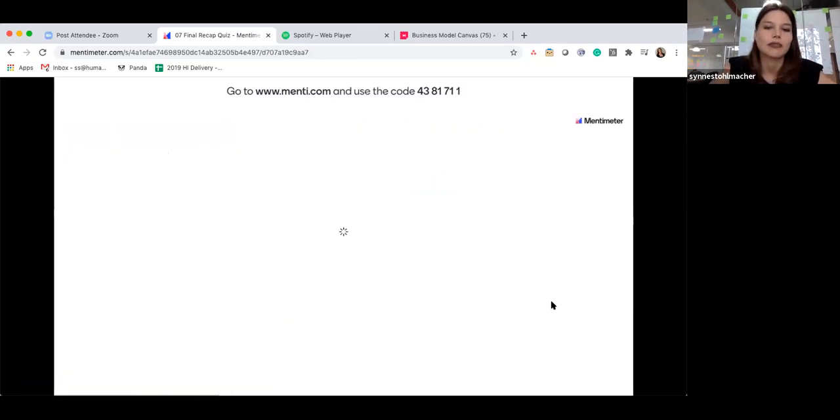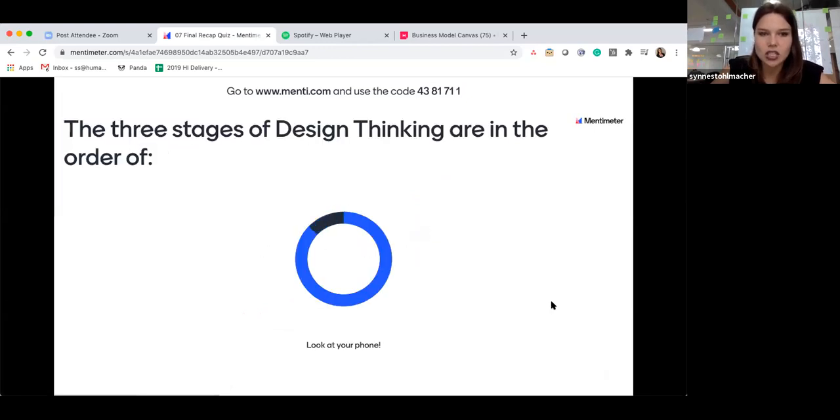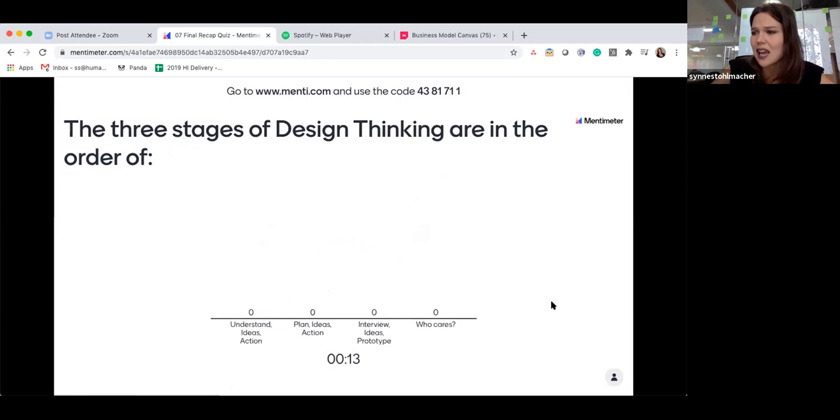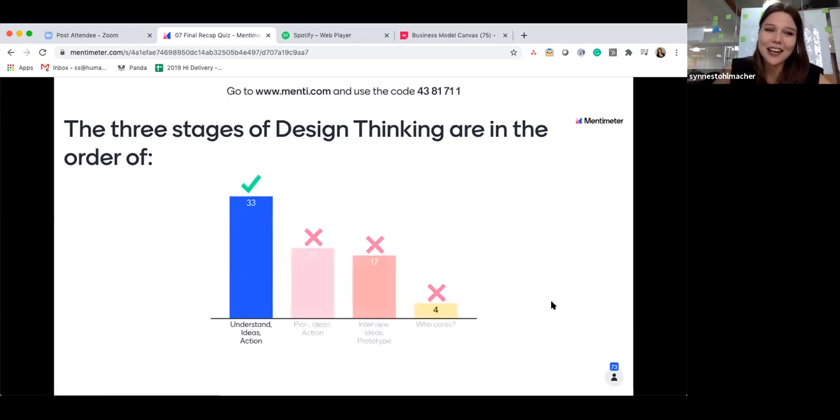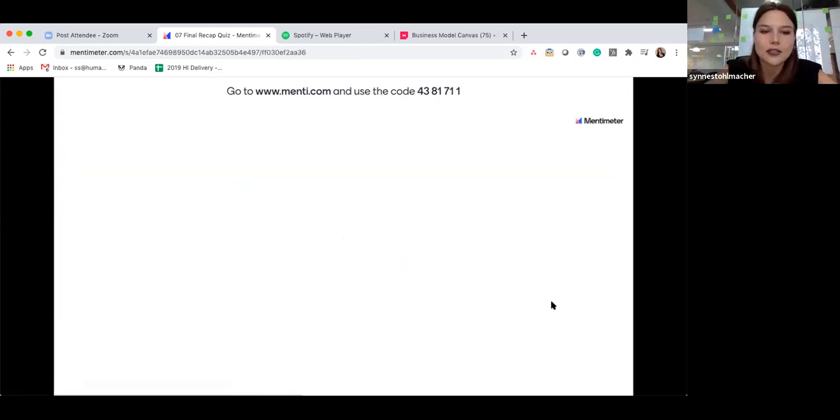Next, we have question 2 out of 6. What are the 3 stages of design thinking? Understand, ideate, act; plan, ideate, act; interview, ideate, prototype; or who cares? What are the 3 design thinking stages? 4 people who don't care. I'm so sad to see that. But the correct answer is understand, ideate, act. I'm going to do the move so you can remember. Understand, ideate, act. Those are the 3 stages of design thinking.